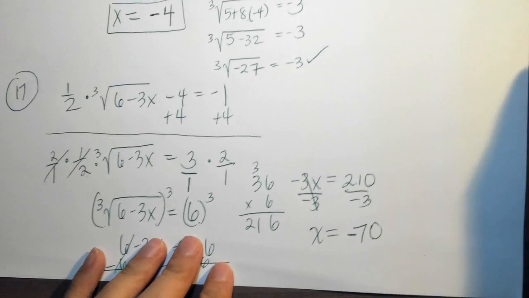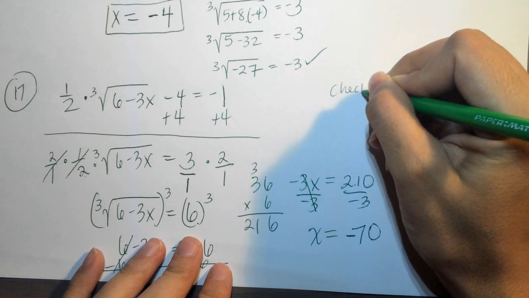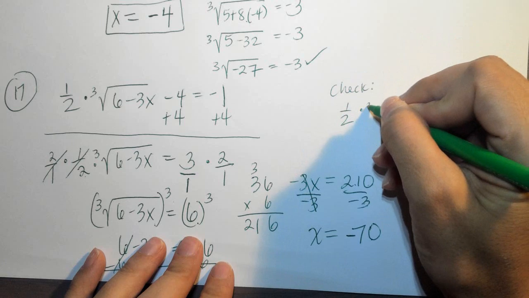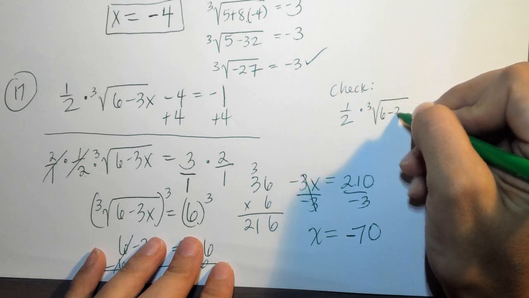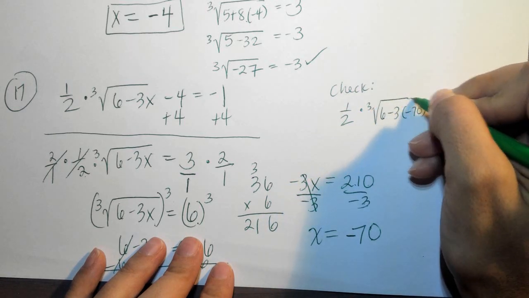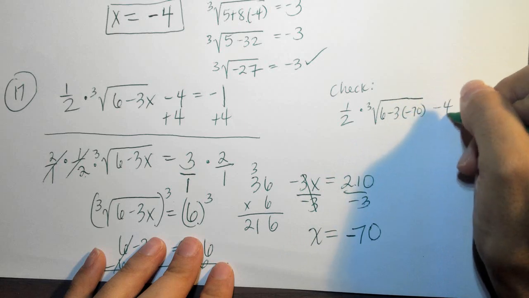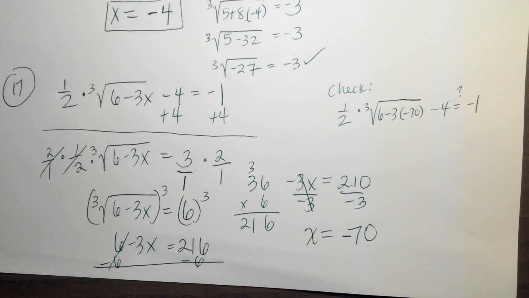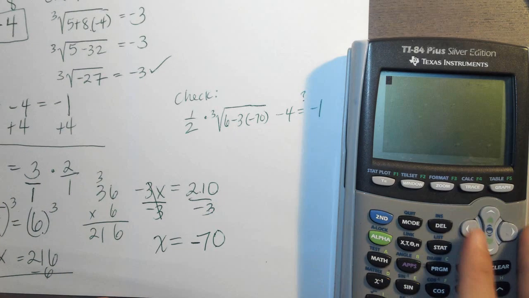Now always, always, always, let's check our answer just to double check to make sure we did this correctly. We have 1/2 times the cube root of 6 minus 3 times negative 70 minus 4 equals, does that equal negative 1? You have to check if it does, because I'm plugging it back into the original. I'm going to show you guys how to plug this in your calculator just to kind of review.